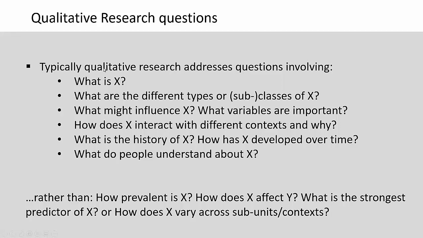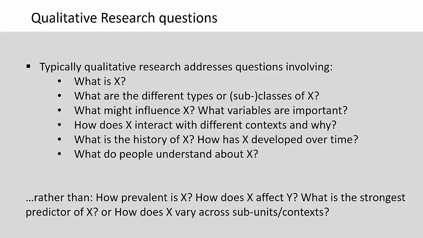So what sort of questions can qualitative research help you answer? It can answer questions like, what is a particular thing? For example, what is the experience of someone with hip fracture? What is the experience of someone with stroke? Dementia? A mental health condition? You can also answer questions about the different types or subclasses of something. For example, is there a difference between men and women who experience mental health disorders in India?